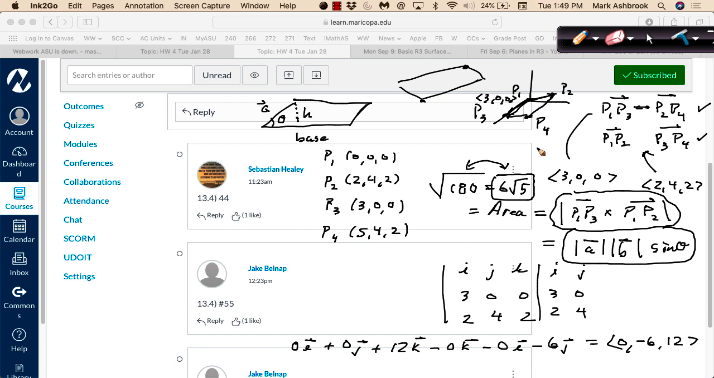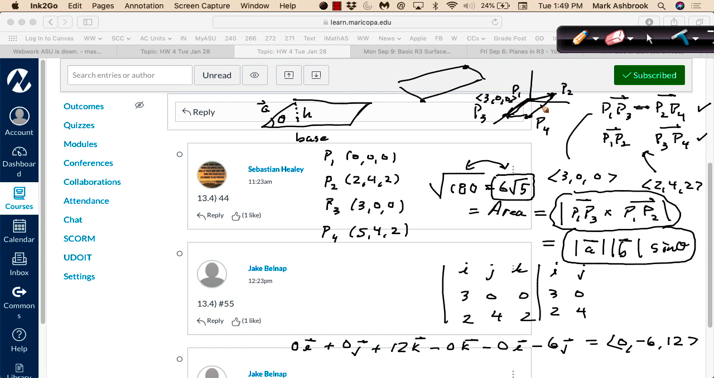I do have a question though. The cross product becomes a vector and then you find the magnitude of it. Yeah. My vector was different. It was 0, 6, negative 12. Right, so it's just the difference in direction. You probably didn't pick vectors that were tail to tail. You probably picked vectors that were tip to tail.